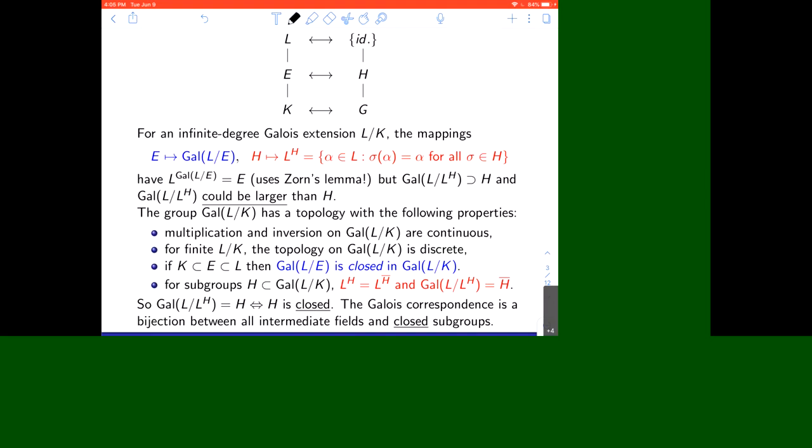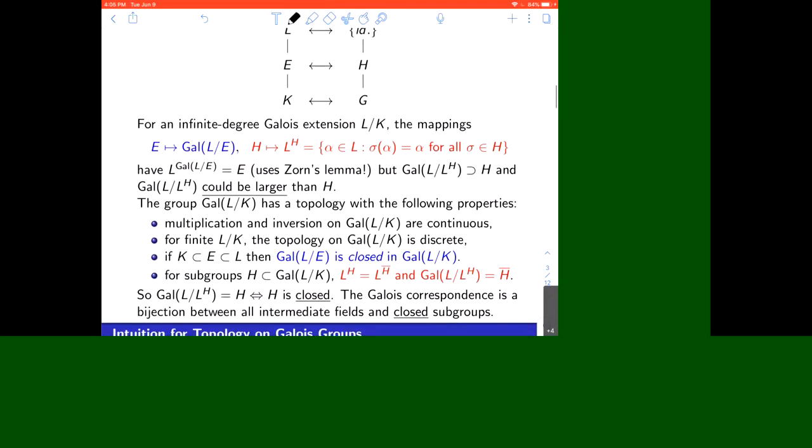So if we were to start off with closed subgroups and all intermediate fields, then we get a one-to-one correspondence. The fields don't change, but the subgroups we use are cut down to closed subgroups, and then we go back and forth, and everything is just as before. We never notice it in the finite case because the topology there is discrete, and so everything is closed, and topology is sort of pointless.